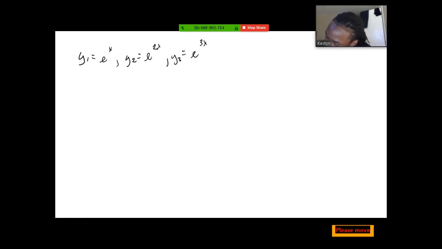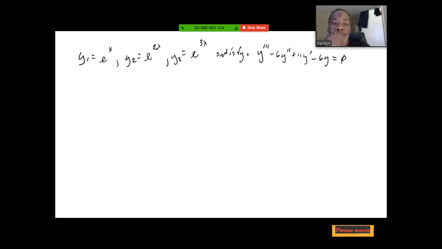They claim that these three functions satisfy the third order differential equation y triple prime minus 6y double prime plus 11y prime minus 6y equals 0. Homogeneous differential equation. Okay? Now, you've got three functions. They satisfy a third order differential equation.